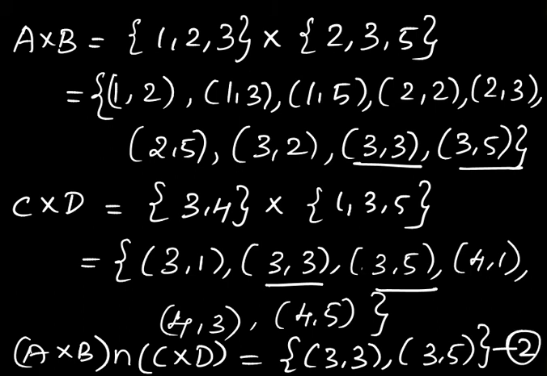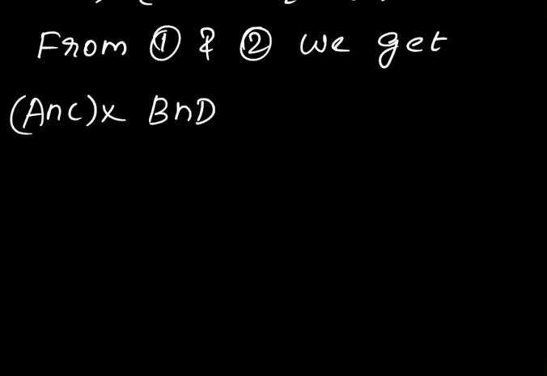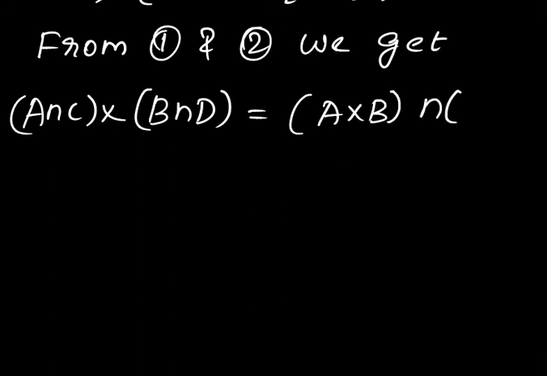So now compare your equation 2 with 1, and both equation 1 and 2 are equal, that is you got the set {(3, 3), (3, 5)}. So the given statement is true. So from equation 1 and 2 we get (A intersection C) cross (B intersection D) is equal to (A cross B) intersection (C cross D). So therefore it is true.